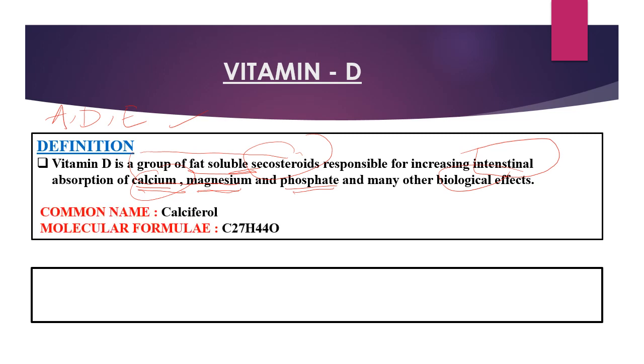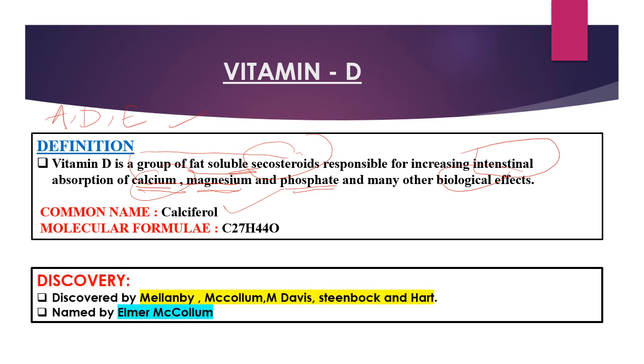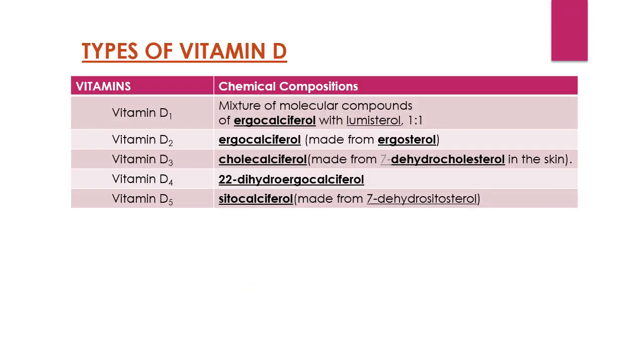Its common name is calciferol. Its molecular formula is C27H44O. It was discovered by McCollum, Davis, Steenbock, and Hart. This name was given by Elmer McCollum. Let us look at the types of vitamin D. There are 5 types of vitamin D: vitamin D1, D2, D3, D4, and D5.